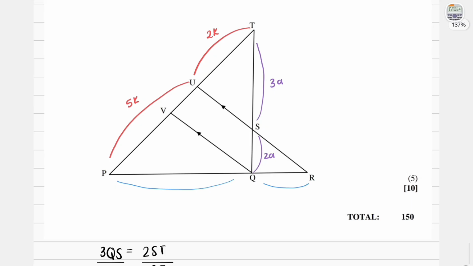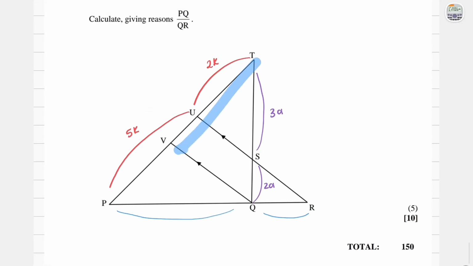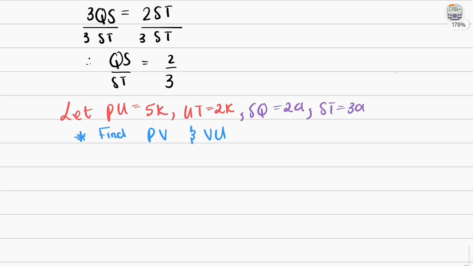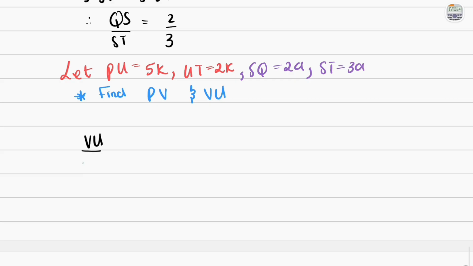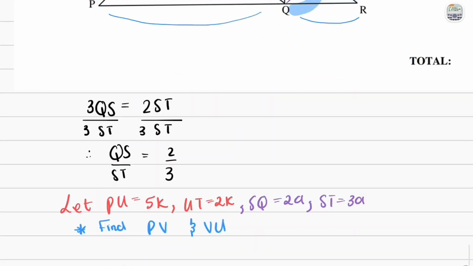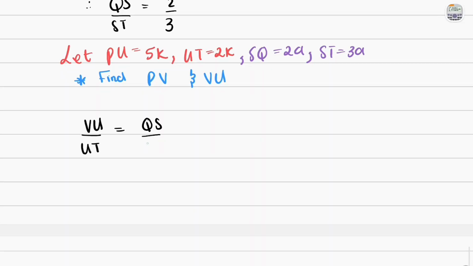VU seems much easier to find because we can find VU by using this triangle over here. So this triangle has a line drawn parallel to one side. So we're using the proportionality theorem. And we can say to find VU, we can say VU over UT is equal to QS over ST, which we already know. Okay, so let's go ahead and start with that. So that's the proportionality theorem we're using over there. So VU over UT is equal to QS over ST.